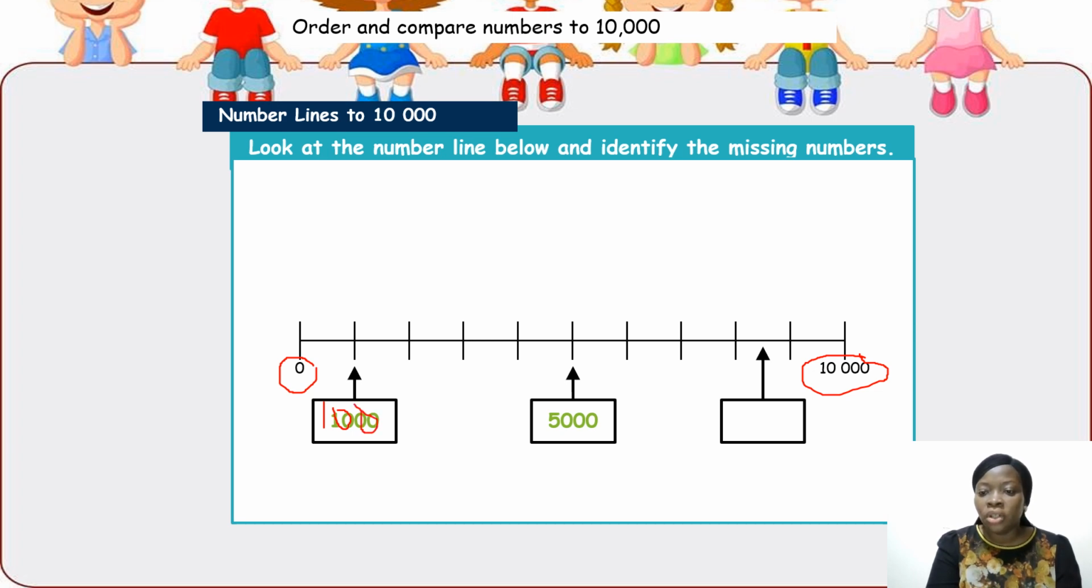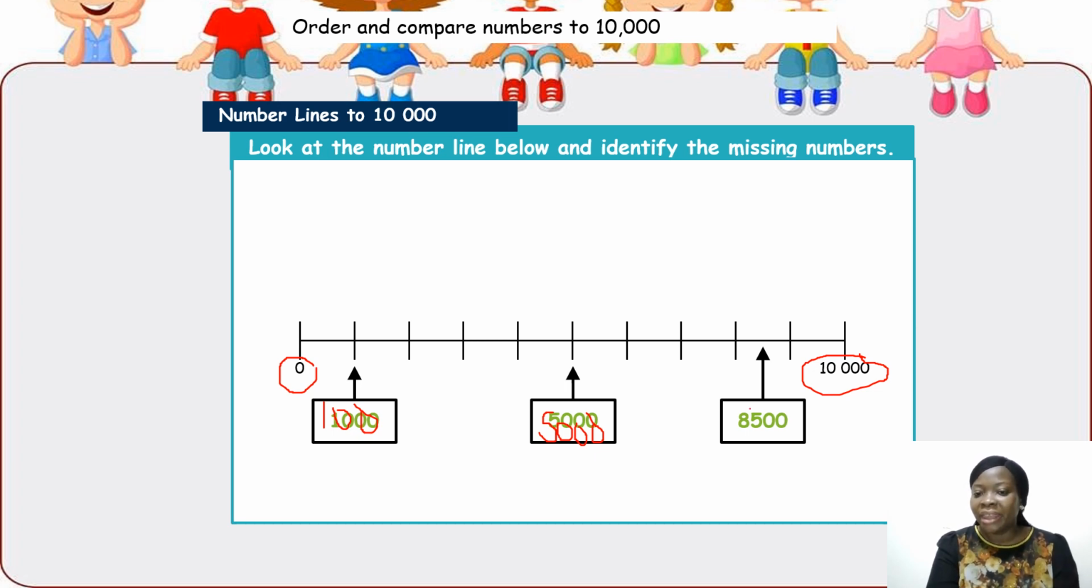Now, what will be the third box? 2,000, 3,000, 4,000, 5,000. And then we have 6,000, 7,000, 8,000. This arrow is pointing to the middle of 8,000 and 9,000. So what do you think this would be? Pause the video and have a go.